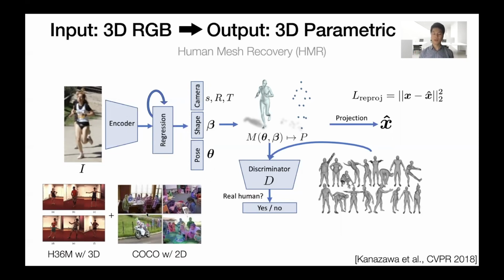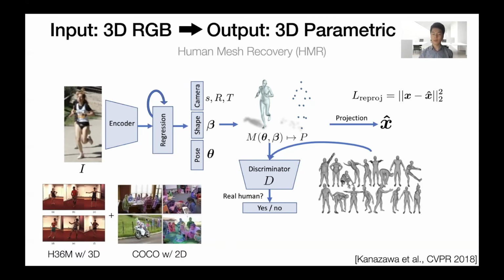Most specifically, if we use this 3D data set, like the Human3.6M data set, then we can use this 3D supervision. But we can still use some 2D key point supervision if we want to use this COCO data set.